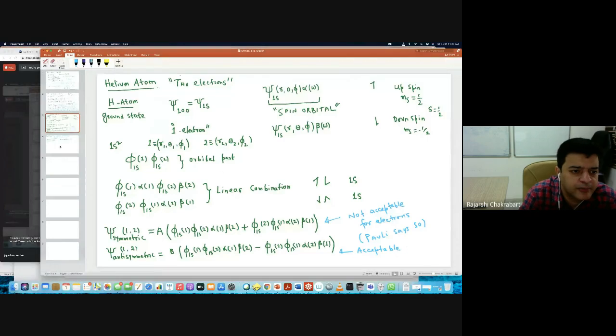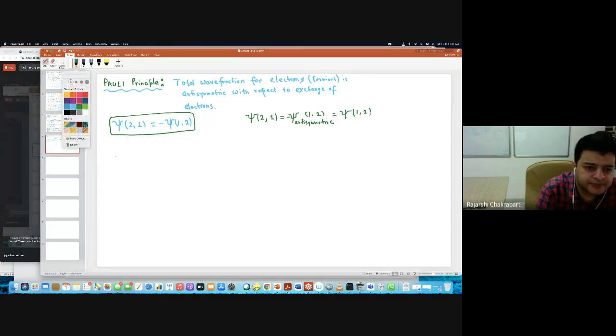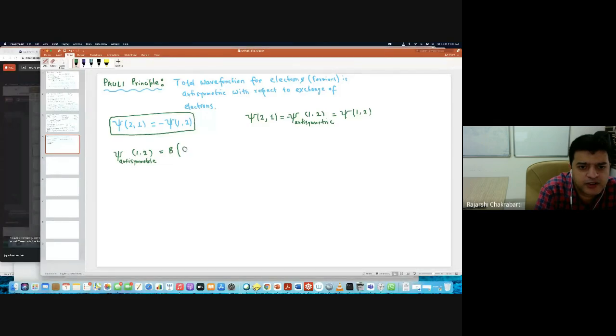Can you tell me an easier way to write? Let me write down the wave function again, and I'll see. Now, the wave function was something like that. Some constant, I'm calling it B. What is that? Phi 1s 1, phi 1s 2, alpha 1, beta 2 minus phi 1s 2, phi 1s 1, alpha 2, beta 1.